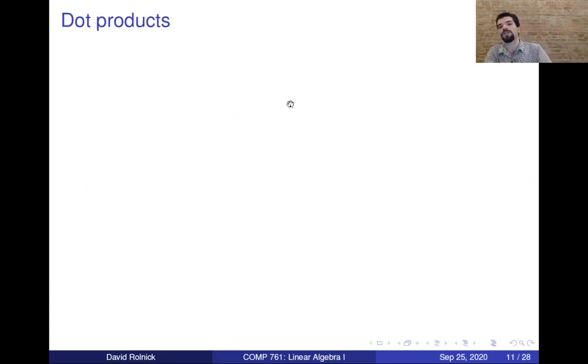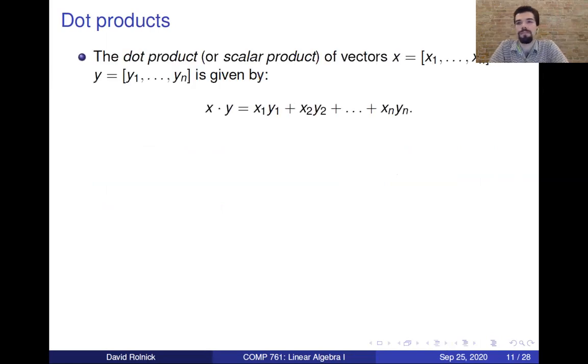Let's move on to dot products. So the dot product, or the scalar product, that's another name for it, of vectors x and y is given by the sum of the component-wise products of the vectors. And this is extremely important. And even if you've seen it, there's a lot of deep math that's going on under the hood.